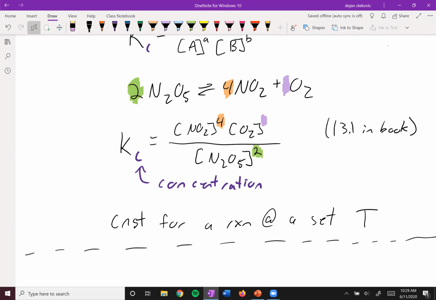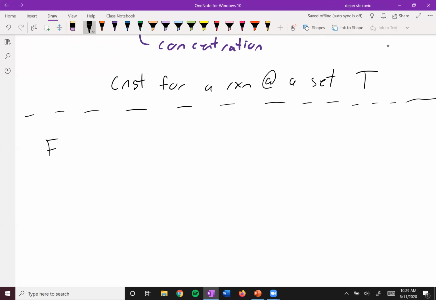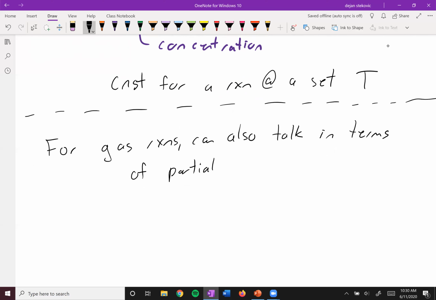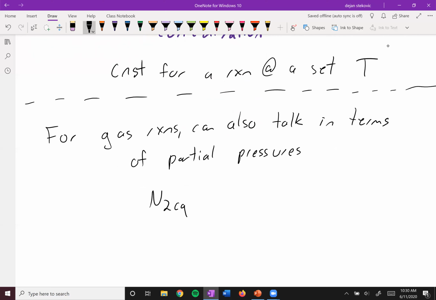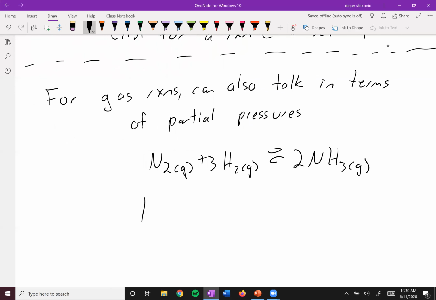So we can talk about it in terms of concentration. For gases, we have an analogous figure. So for all gas reactions, you can talk still in concentration, but you can also talk in terms of partial pressures. So for example, if we have N2 as a gas plus 3H2 as a gas in equilibrium with 2NH3 as a gas, right now we're all talking about gases, we can talk about the Kp instead, where P is now pressure. So K is the equilibrium constant, and the P indicates that we're talking about pressures.